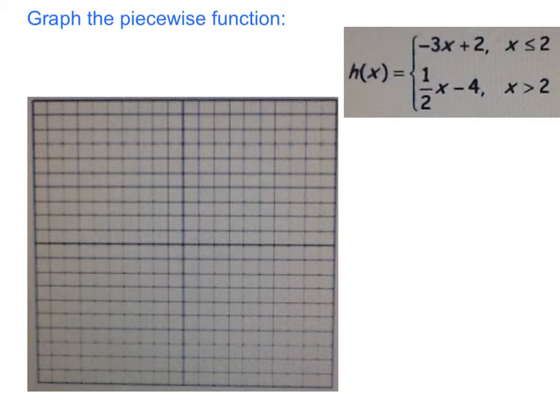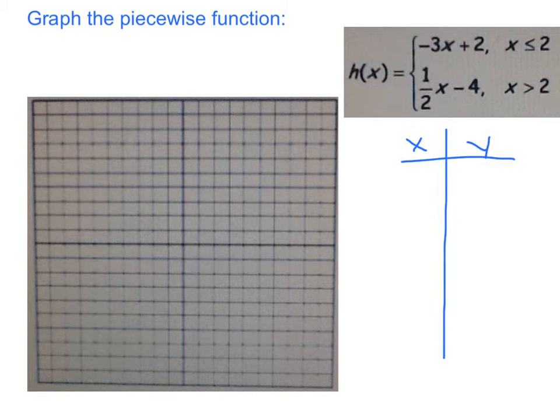Here we're given a piecewise function, so it's a function with two equations inside it on different intervals, and it's asking us to graph it. So basically we're going to take this function, split it into two intervals, and pick some x's and plot them and do the best we can. So we have negative 3x plus 2 when x is less than or equal to 2.